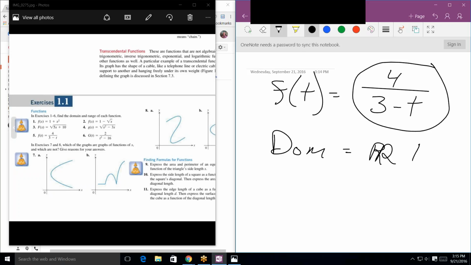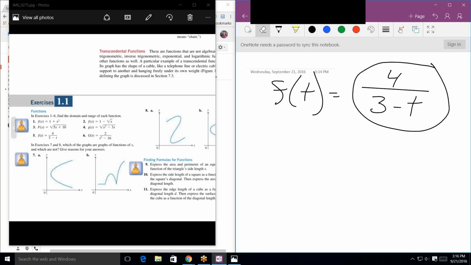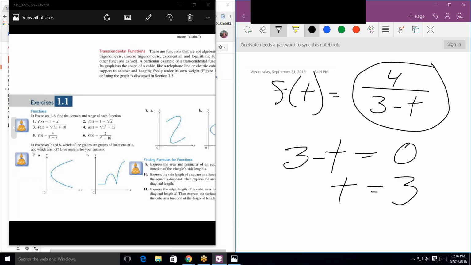What's that number that it cannot be? A negative number? No. 3. And the way you get that is the very first rule of mathematics is you cannot divide by 0. Okay? So the way I'm going to solve for domain here is I'm going to set the denominator equal to 0 and solve it. In other words, if that's equal to 0, then t has to be equal to 3. And since it cannot be equal to 0, t cannot be equal to 3.